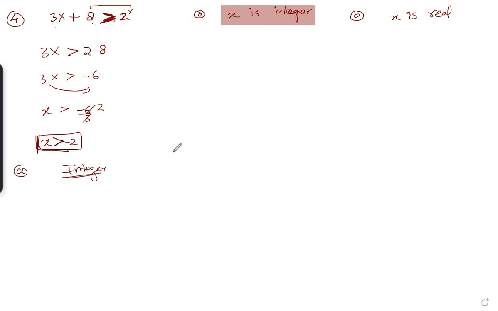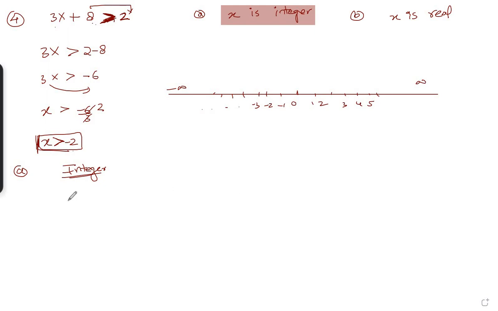Integer more than minus 2. So if you look at the number line, let me draw it. This is my number line. So here is 0, 1, 2, 3 and so on. And here are the minus numbers. Correct? This side minus 1, minus 2, minus 3 and so on.